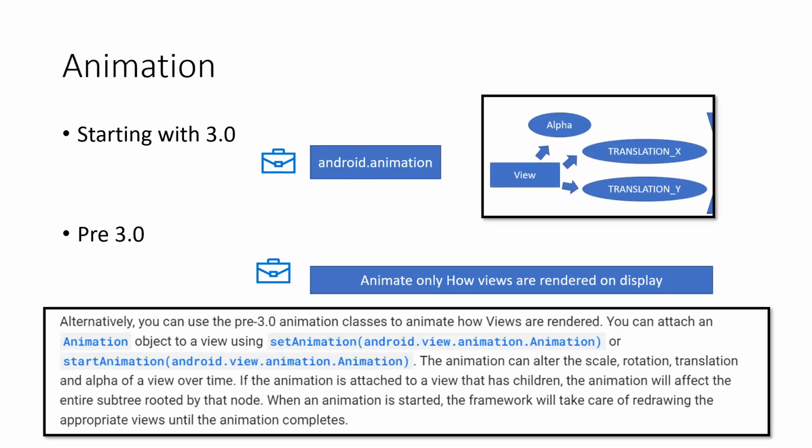If we talk about animation, starting with Android version 3.0, the package for animation was android.animation. Things like alpha, translation_x, and translation_y were used from android.animation. In pre-3.0 versions, animations were only used to see how views are rendered on the display.